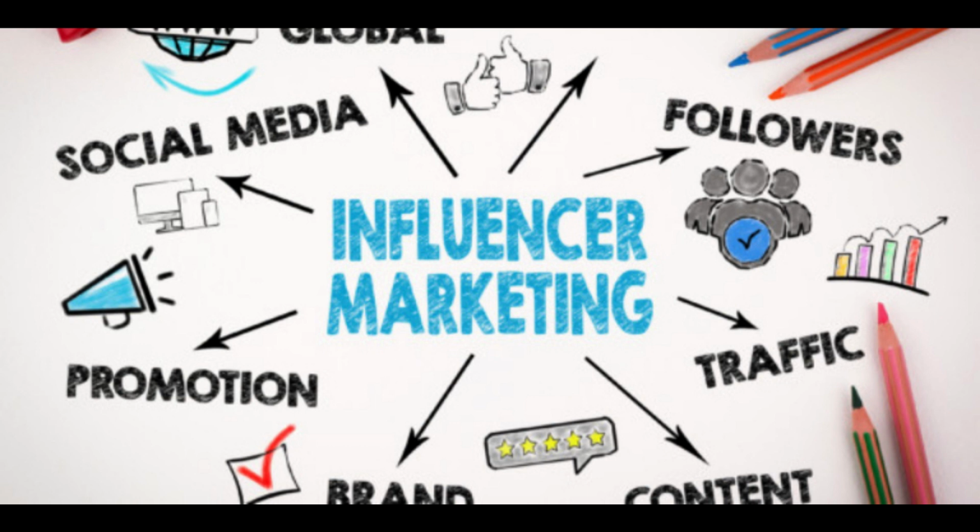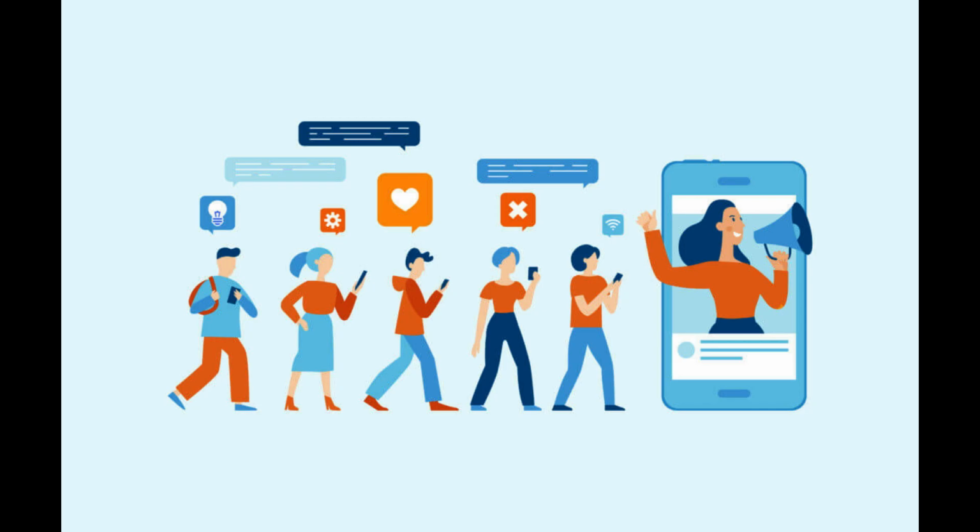Part 5. Measuring the success of your campaign. Measuring the success of your influencer marketing campaign is essential to understanding its impact and making adjustments as needed. There are several key metrics you should track, including reach, engagement, and conversion rates. Reach refers to the number of people who saw your content. Engagement refers to the number of people who interacted with your content, such as liking, commenting, or sharing.